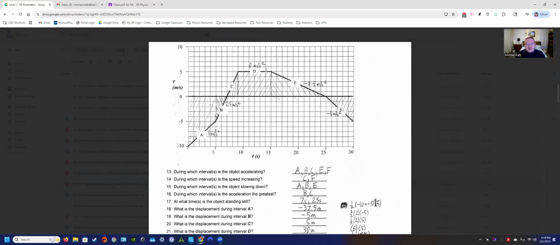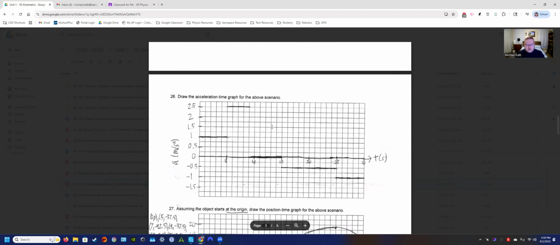From 9 to 15, that's constant, so the slope is 0 meters per second squared. From 15 to 25, we go down 5 over 10. That's negative 0.5 meters per second squared. And from 25 to 30, we go down 5 over 5. That's negative 1 meter per second squared.